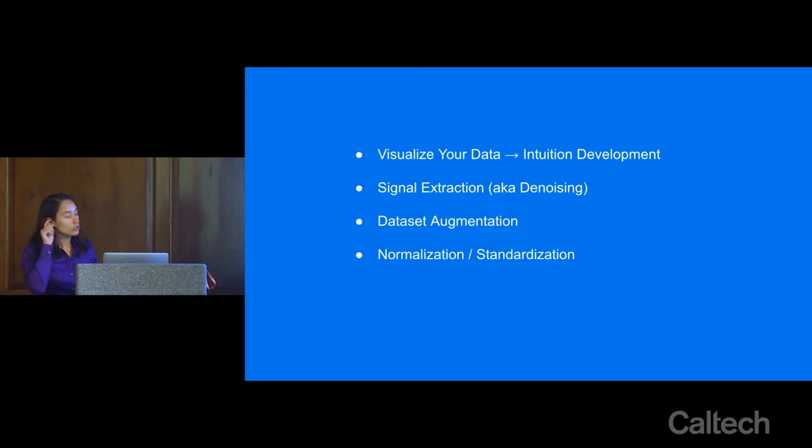All right, the next is normalization or standardization. And again, this means different things, and there are different standard practices for different types of data sets. And the last is train validation test splits.